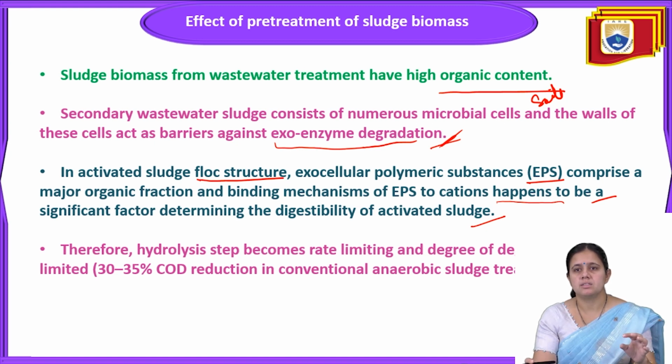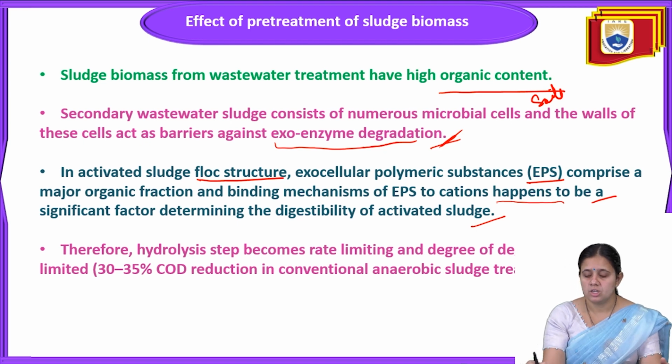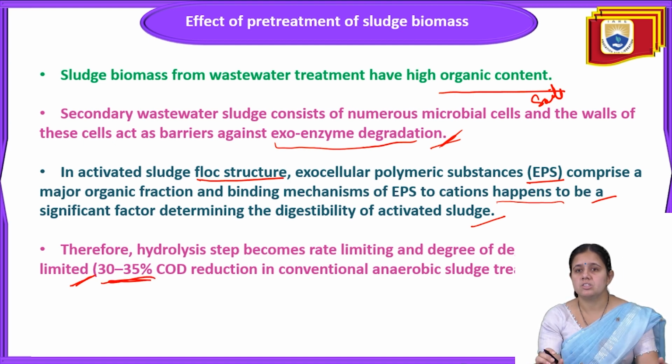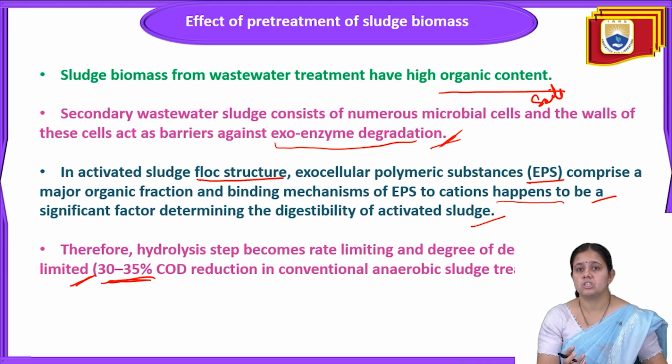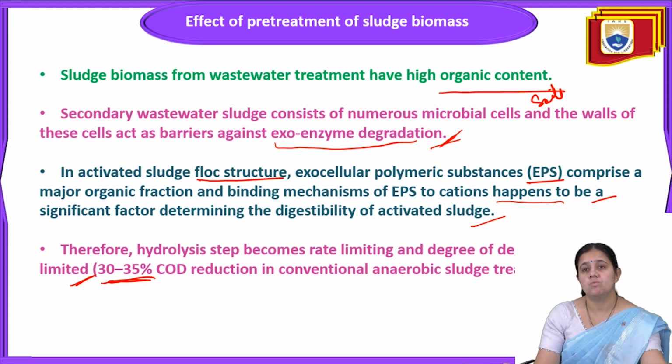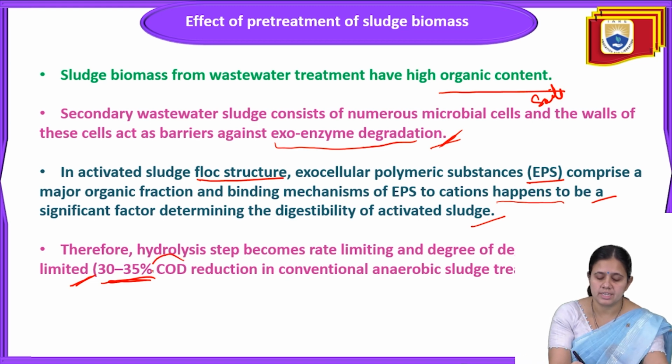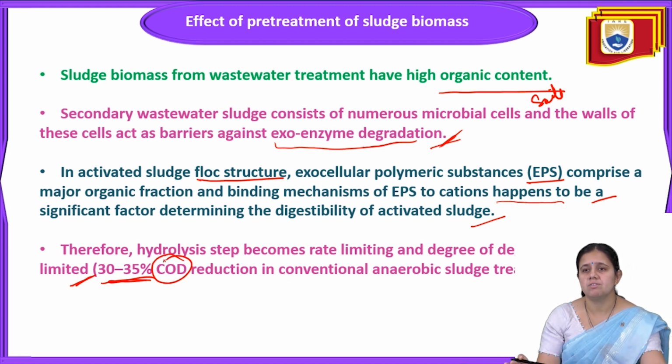Therefore, the hydrolysis step becomes rate limiting and the degree of degradation is limited. The hydrolysis step limits the process, and only 30 to 35% of COD, chemical oxygen demand, is reduced in conventional anaerobic sludge treatment. So these are the reasons for the pre-treatment of the sludge biomass.